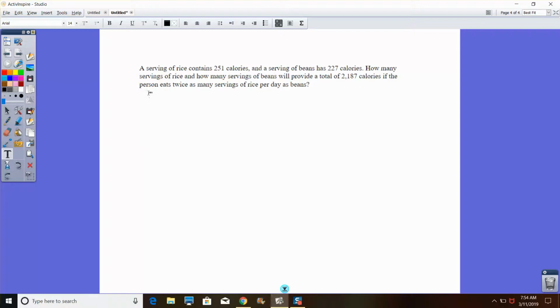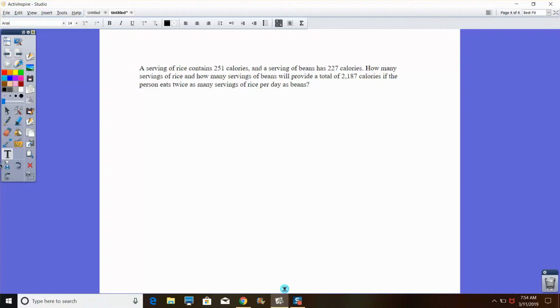So here we have the problem. A serving of rice contains 251 calories, and a serving of beans contains 227 calories. How many servings of rice and how many servings of beans will provide a total of 2,187 calories if the person eats twice as many servings of rice per day as beans?